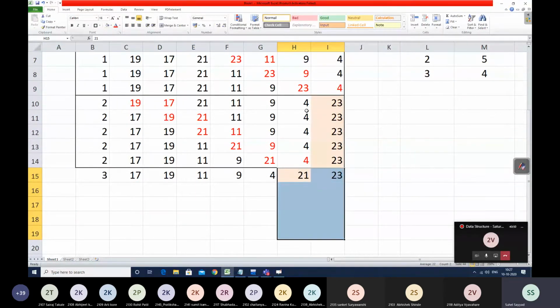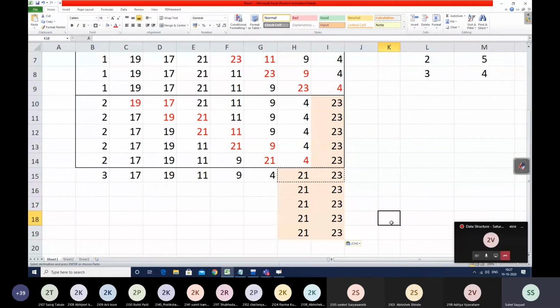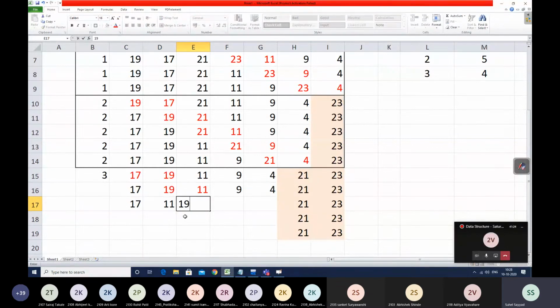Let us start those comparisons from the left hand side. Third iteration. First 17 will be compared with 19. Whether 17 is greater than 19? No, a swap will not take place. Next comparison is between 19 and 11. Whether 19 is greater than 11? Yes, so a swap will take place. Next time 19 will compare with 9. Next time 19 will compare with 4.